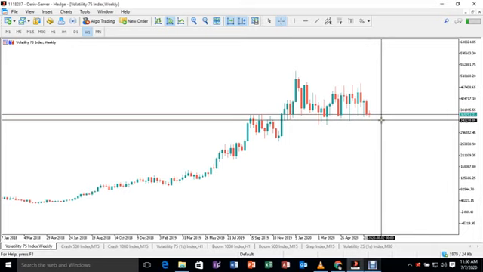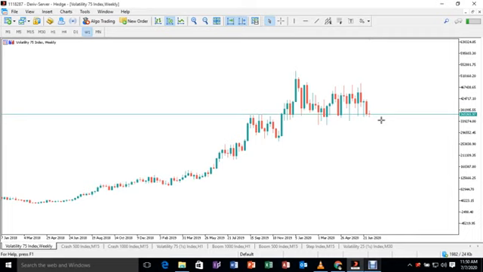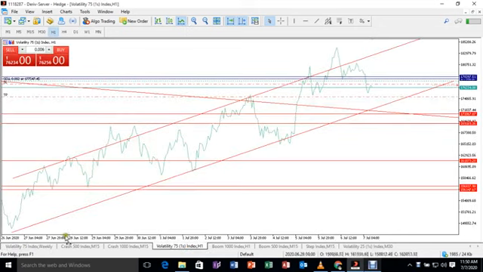So the whole concept here is for you to have good risk management, and you should always know when to enter the trade and when to get out of the trade. You should always have a trading plan. It's very, very important. Always have a trading plan.